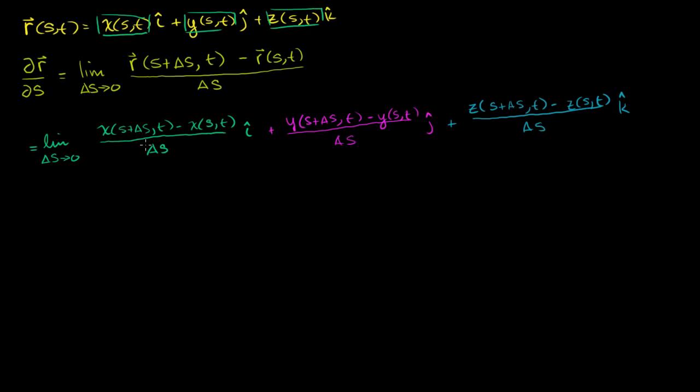But independently, these functions are non-vector valued. So this is just the definition of the regular partial derivatives. We're taking the limit as delta s approaches 0 in each of these cases. So this is the exact same thing. This is equal to the partial derivative of x with respect to s times i, plus the partial derivative of y with respect to s times j, plus the partial derivative of z with respect to s times k.